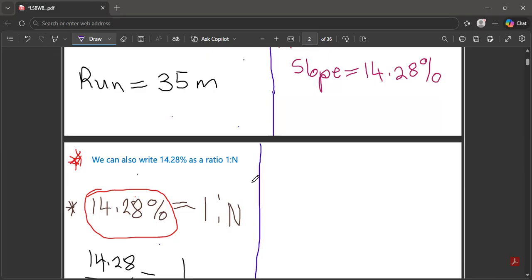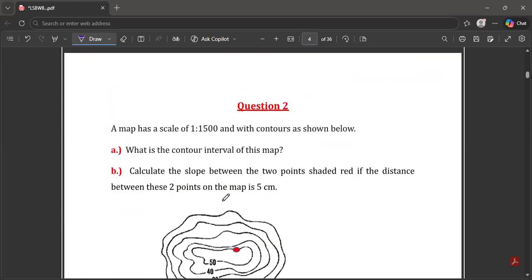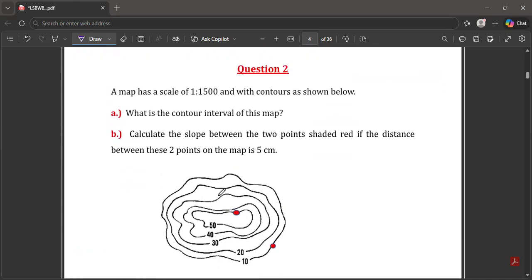All right. Let's continue to see how we can go about question 2 also. Question 2 says that a map has a scale of 1:1,500, and with contours as shown below. What is the contour interval of this map?